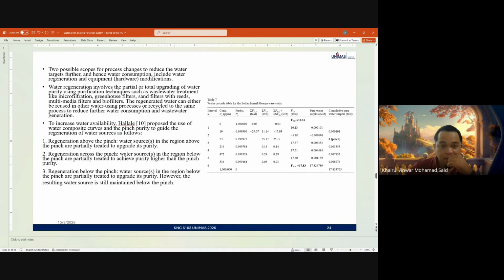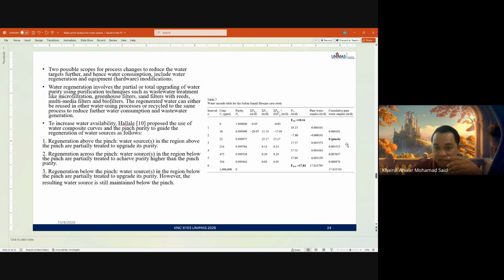So, the three guides for water regeneration of water source. First point, regeneration above the pinch. So this is the pinch, above it. The water sources in the region above the pinch are partially treated to upgrade their purity.